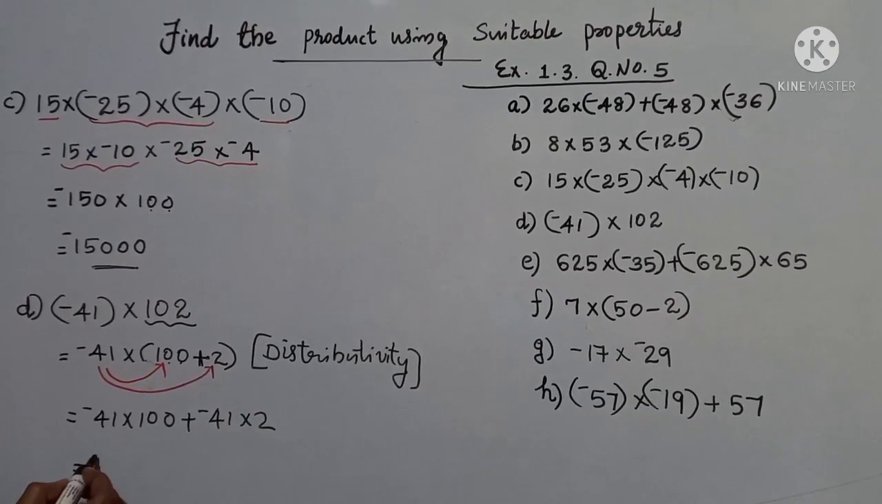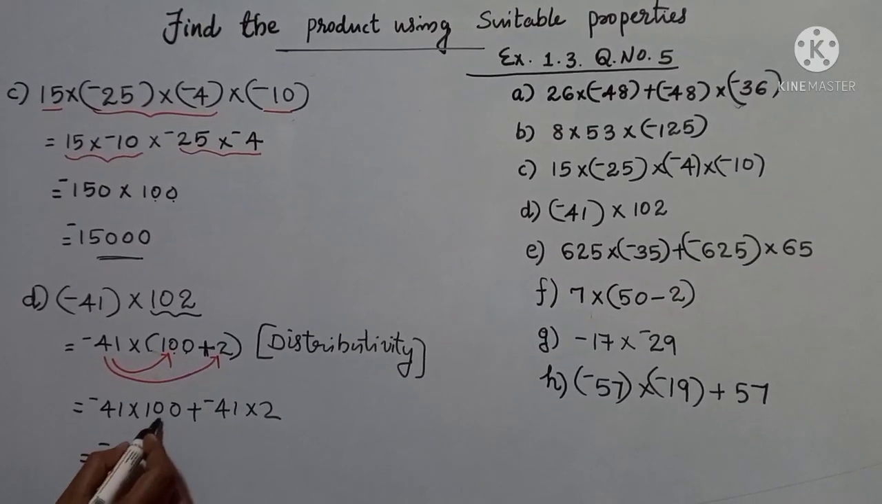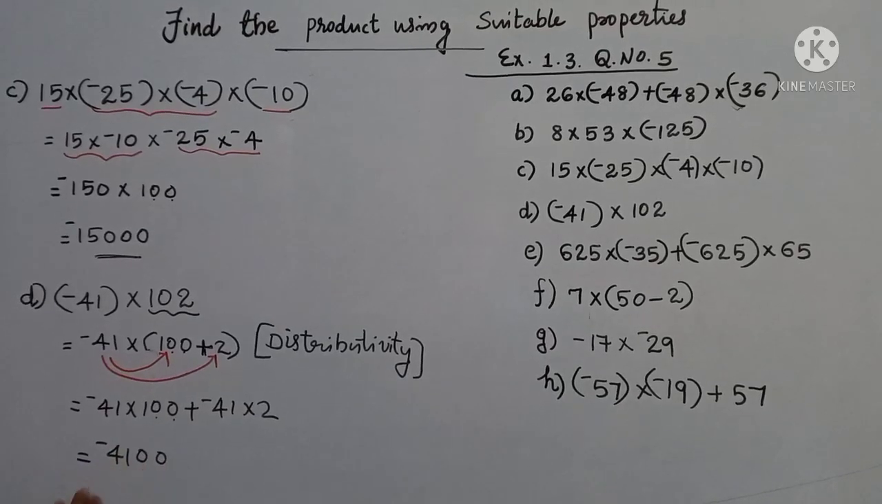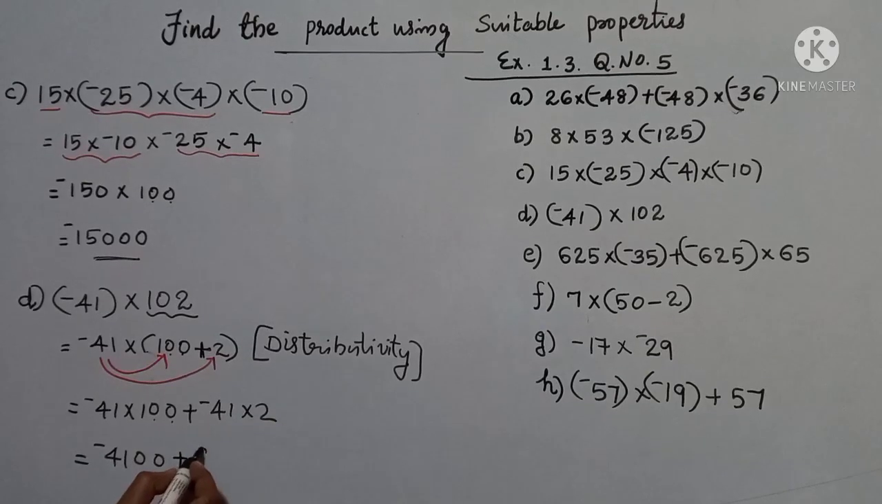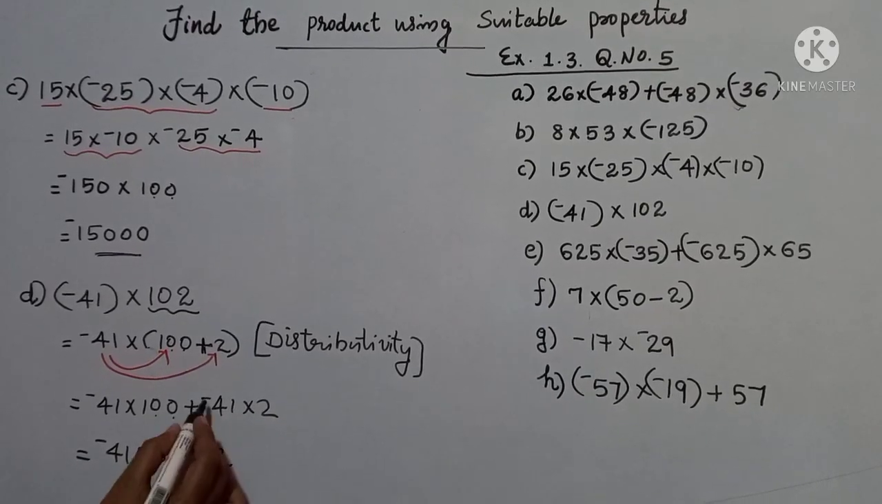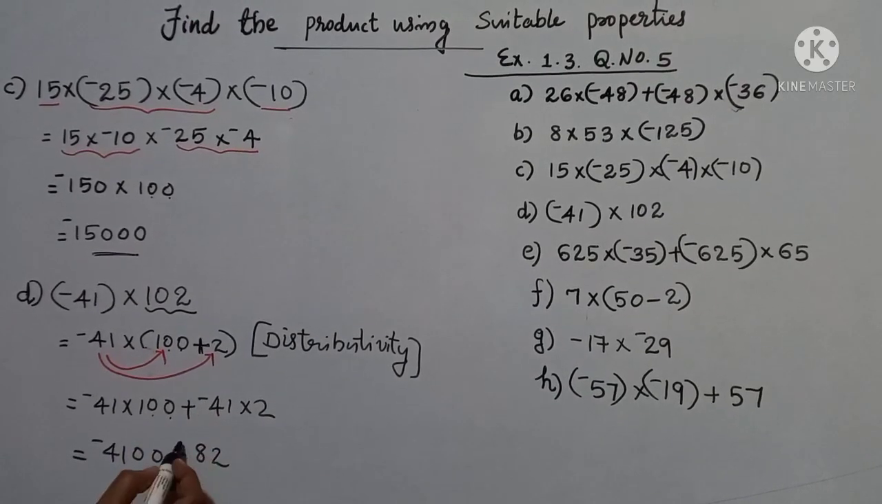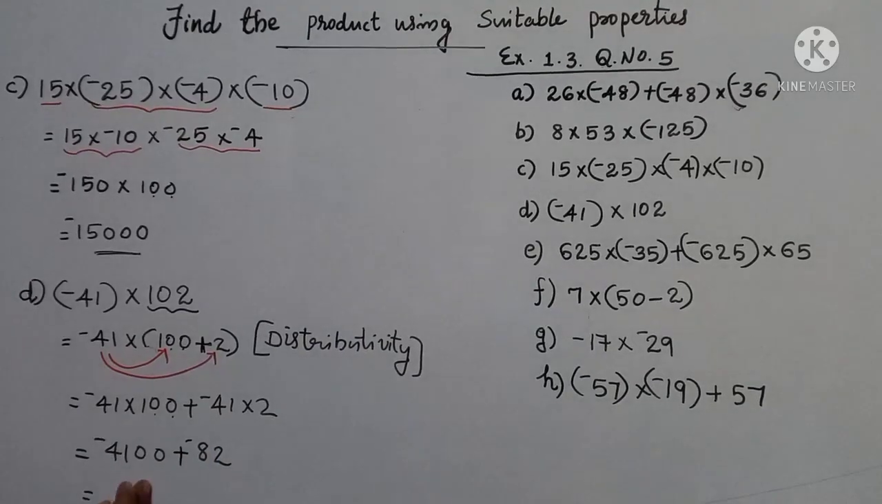Then do that. Minus 41, two zeros put here. Minus 4100 plus 41 into 2 is 82. Then 1 is negative here, so it is minus 82. Then both are negative integers.